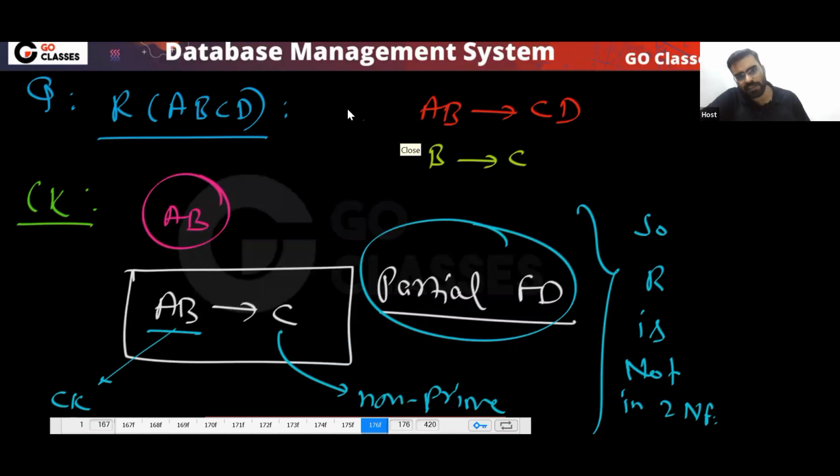Is this partial or not? Nikhil? AB determining C. AB is the candidate key. Is this partial? Yes, this is partial, because you can remove A. This is partial because B determines C. Okay, so this is the idea. Remember, this is partial because B determines C.